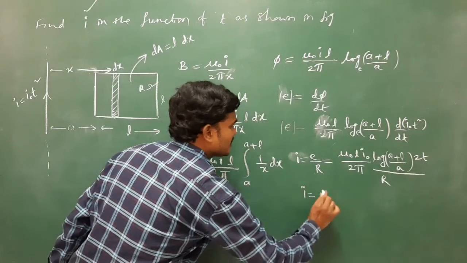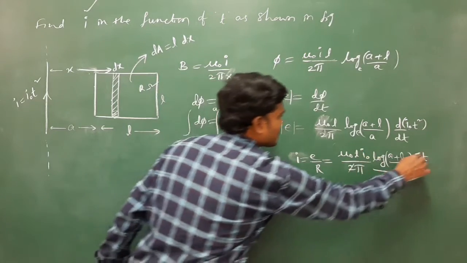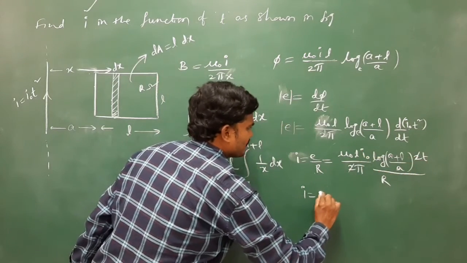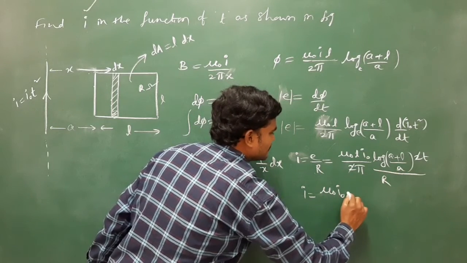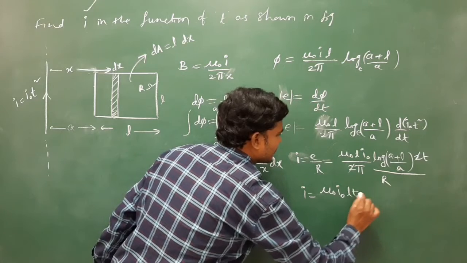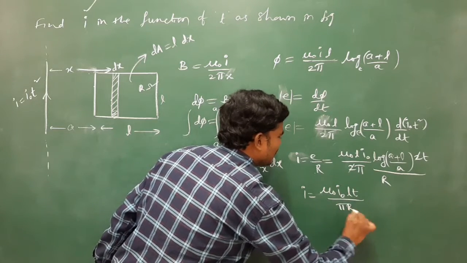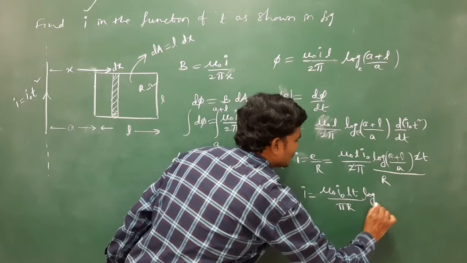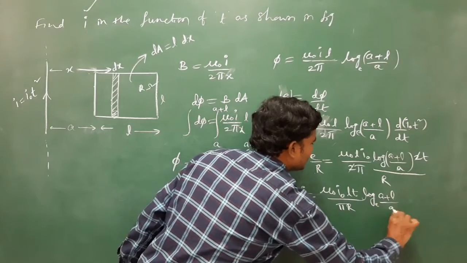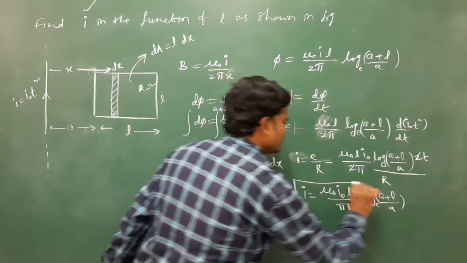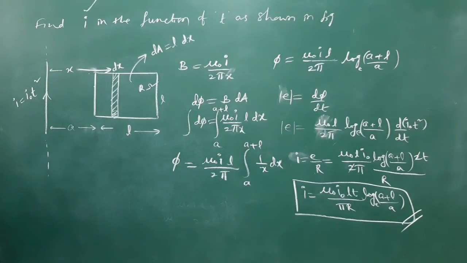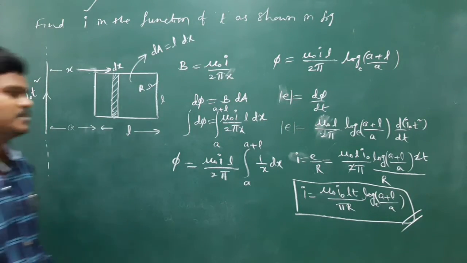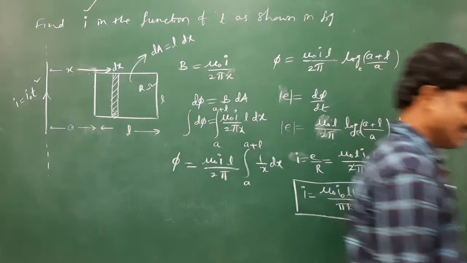So the induced current as a function of time is μ0 I0 L t by πR ln of (a plus L by a). So this is the required answer for this question. Just to extend, apply the integration, you will get the answers.